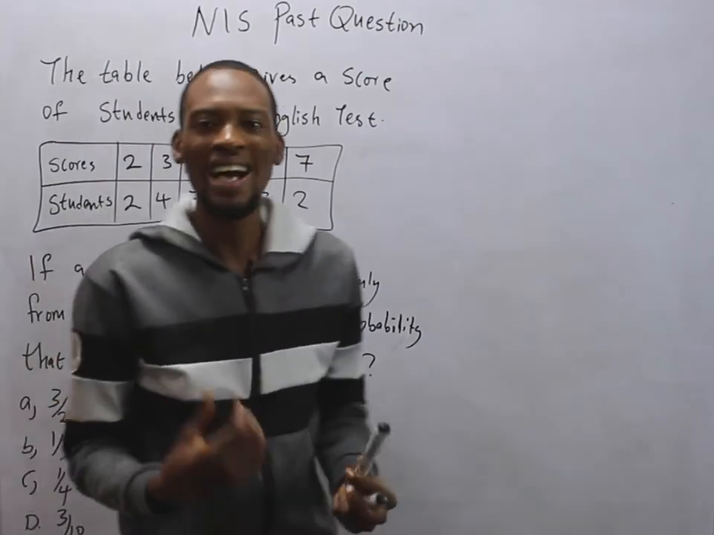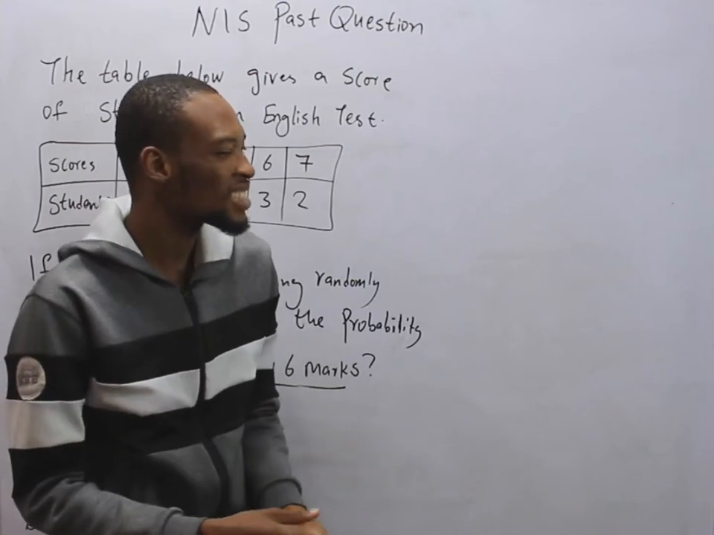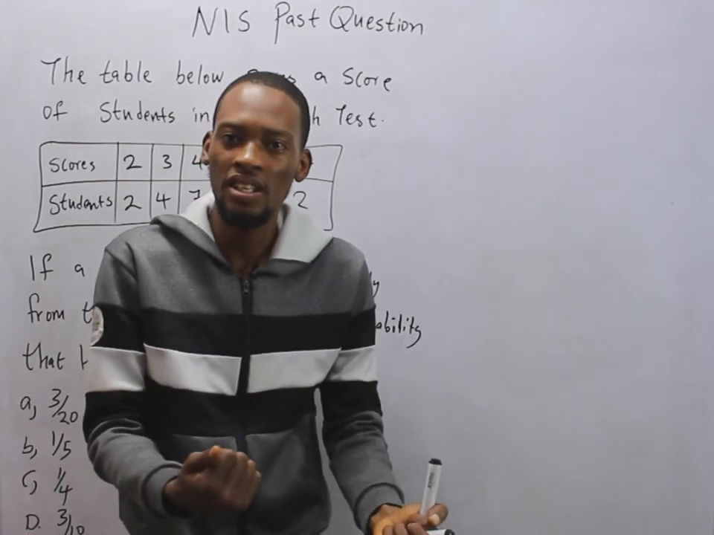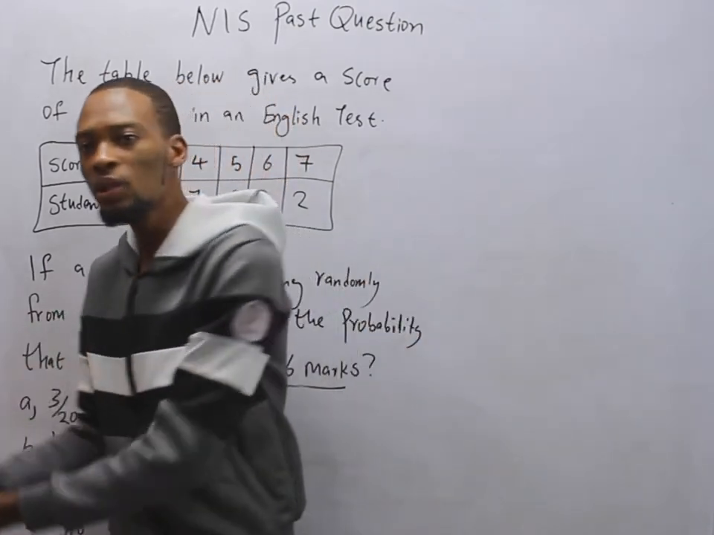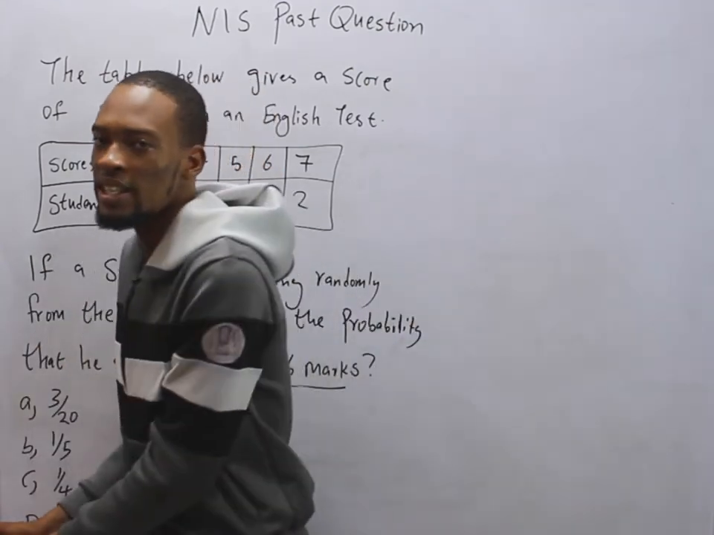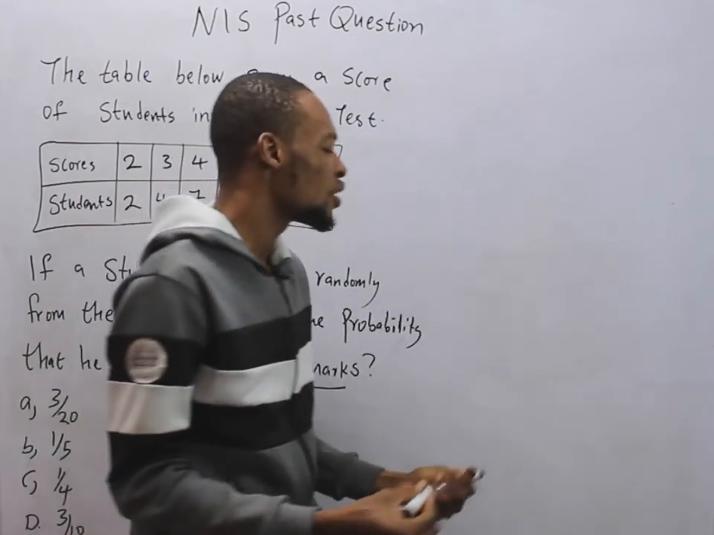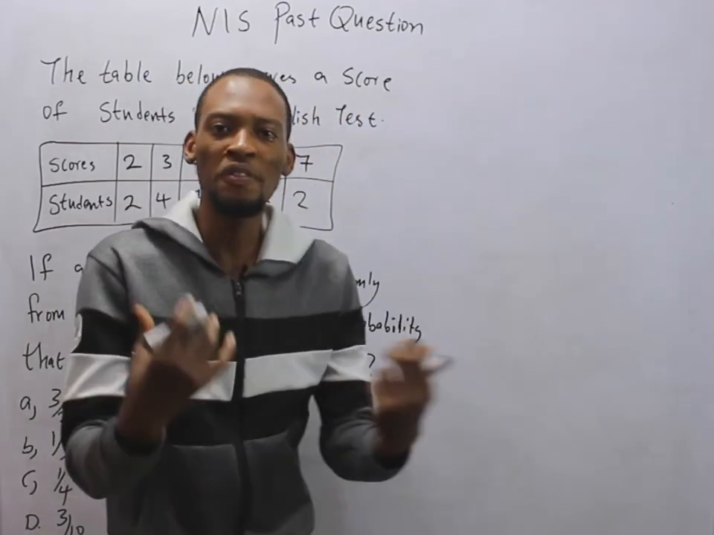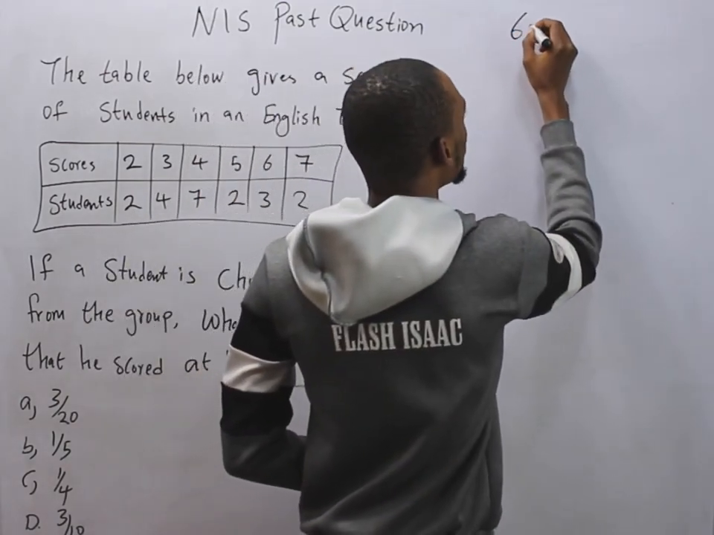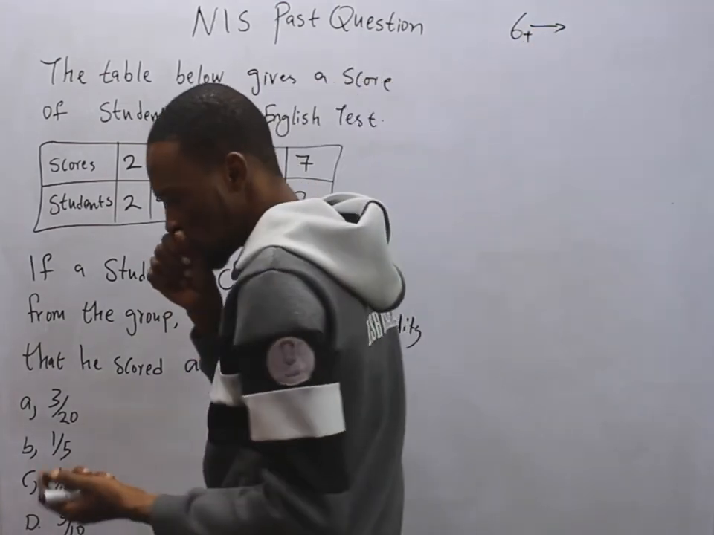What does this mean? At least means 6 and above. So if I say at least 6, it means 6 or above. If I say at most 6, it means 6 or below. That is the meaning of at most. At most means the number you mention or less, while at least means the number you mention or more. So we are looking for the chance that the student scored 6 marks or above. How do we go about this?